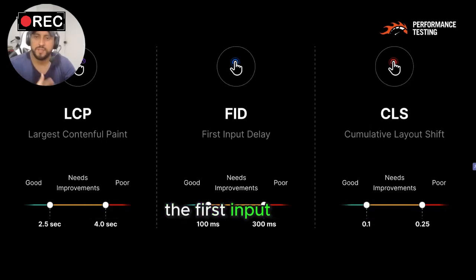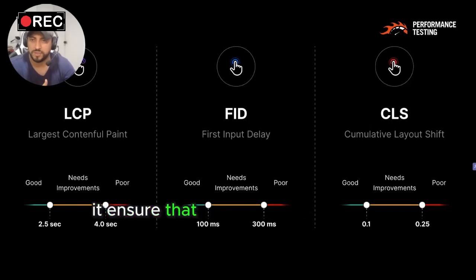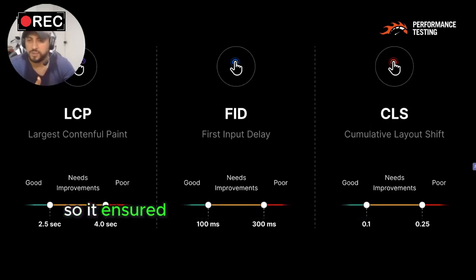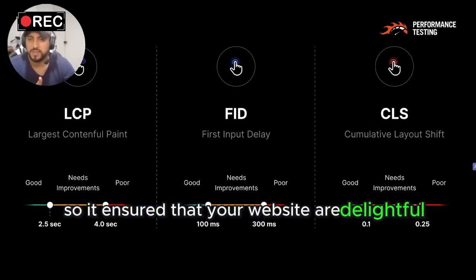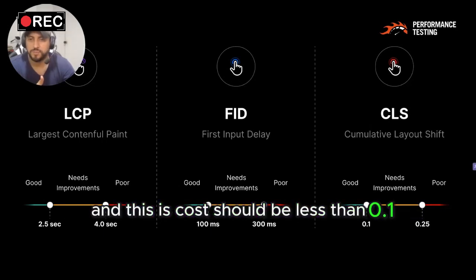First Input Delay measures interactivity. It ensures that your website is usable. This should take less than 100 milliseconds. And Cumulative Layout Shift measures the website movement, so it ensures that your website is delightful, and this score should be less than 0.1.